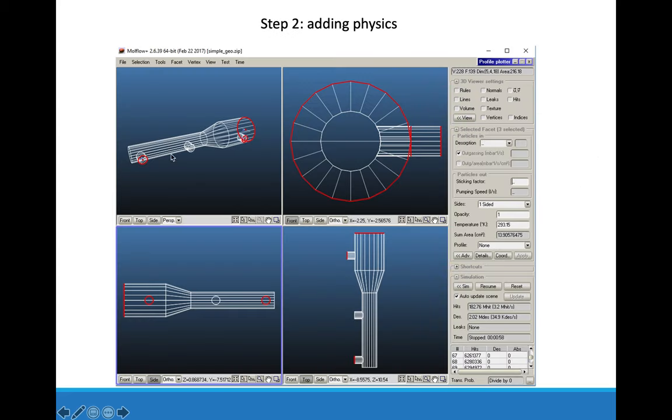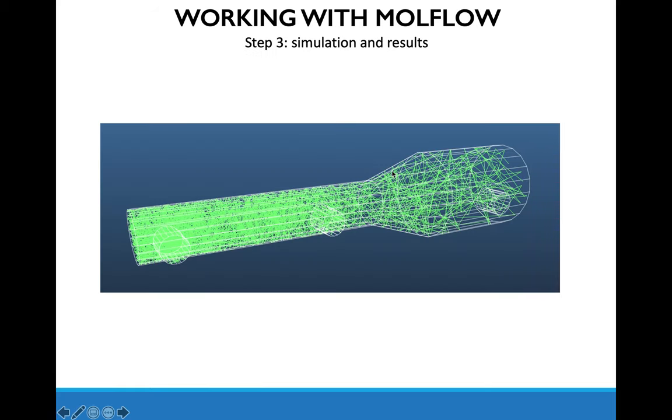So when you have your geometry in Molflow, you basically have to select parts of it, which we will call facets. And those facets can have physical parameters. So basically, you add physics. You define where the gas is coming from, where the gas is going to, and you have other properties that you can define, such as temperature. And that's it. If you have the geometry and you've got the physics added, then you can launch the simulations. And here, the green lines show the path of the molecules.